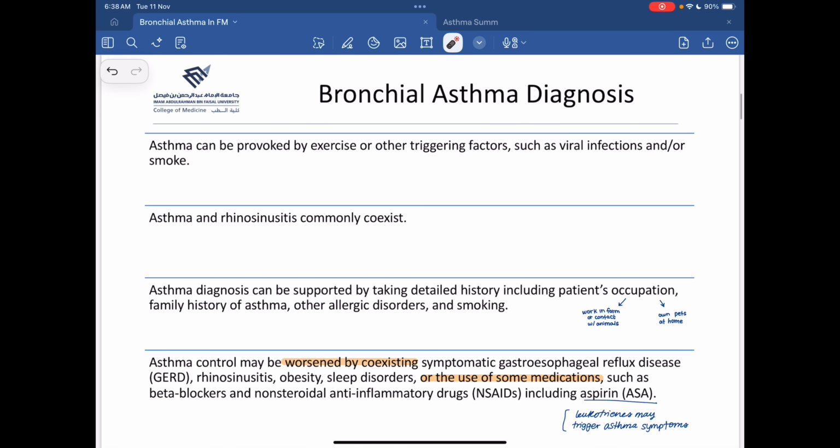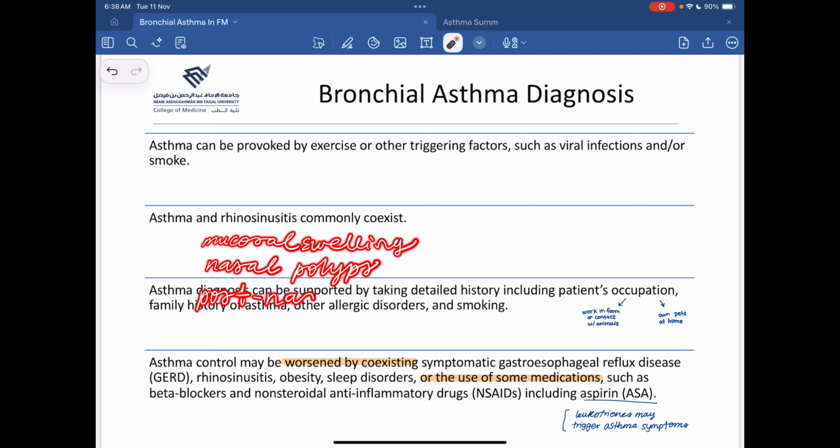Again, asthma can be provoked by exercise or other triggering factors such as viral infections or smoke. Asthma and rhinosinusitis commonly exist. عشان كذا مهم في الهيستوري نسأل عنهم. الrhinosinusitis إيش الفيزيكال ساينز ممكن نشوفها؟ نشوف mucosal swelling, نشوف nasal polyps, or also post-nasal drip.